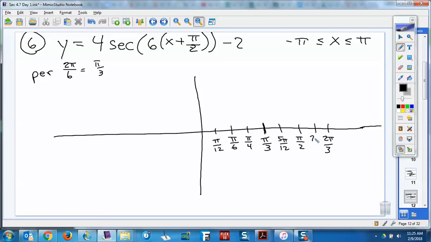And this will be 7 pi 12s, and then this is 8 pi 12s. 9 pi 12s would be 3 pi 4s. 10 pi 12s would be 5 pi 6. 11 pi 12s, I mean, it's going forever. And then finally, pi, because we're supposed to go all the way from negative pi to pi. Okay? All right, so we're going to actually move over 6 marks, pi halves.